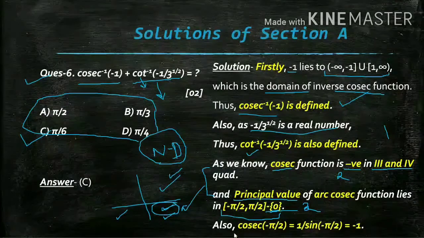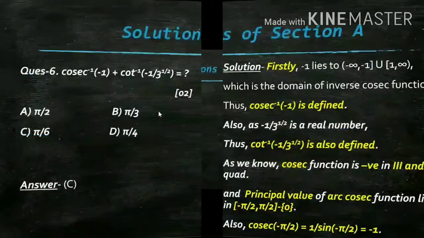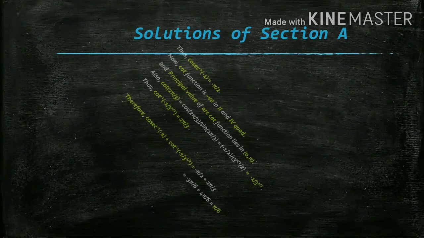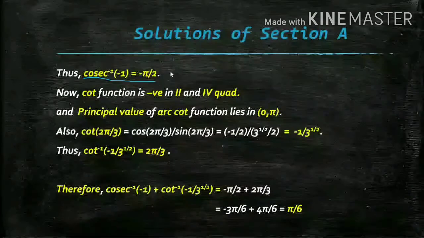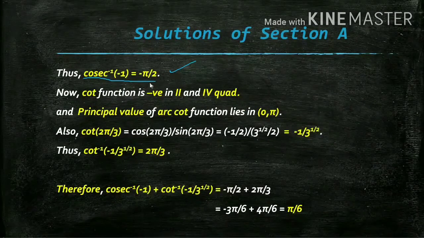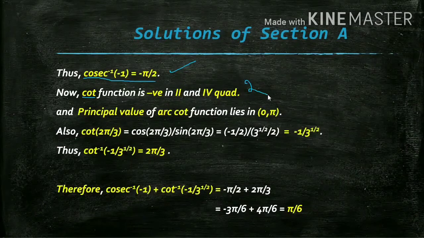And you know, cosec of minus pi by 2 is 1 upon sine of minus pi by 2, which is nothing but minus 1. So I can say that cosec inverse minus 1 is minus pi by 2. Done. So the first part is done. Now look at the cot function. We have told you that it is defined. So let's now move to the second step for the cot function. It is given negative 1 by root 3.